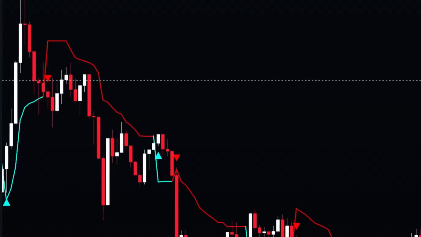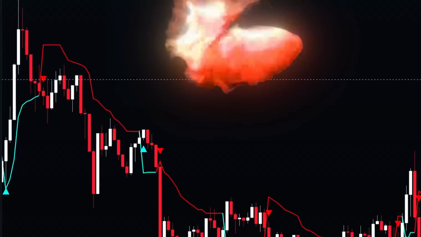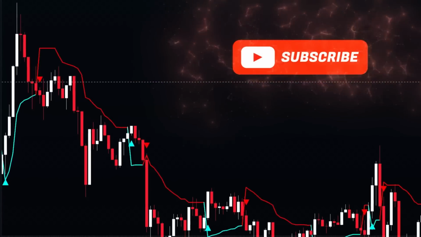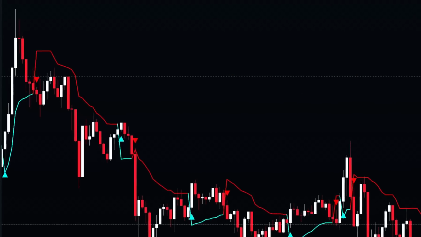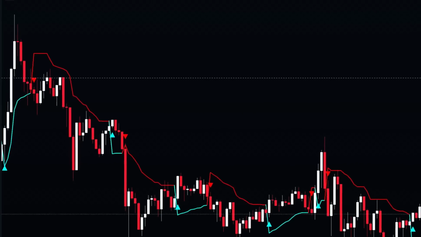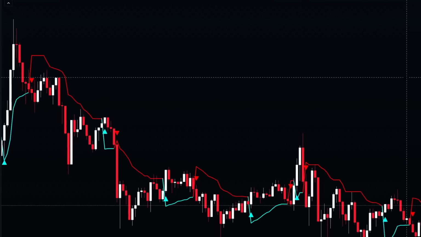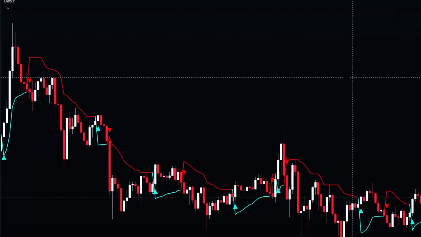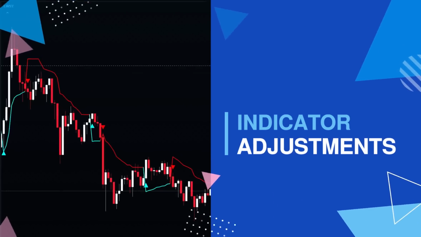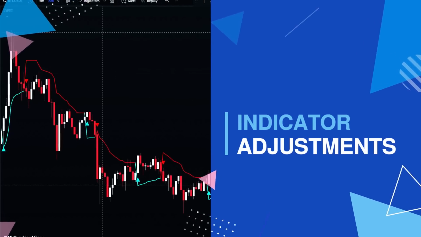Okay, let's dive deeper into the awesome indicator called the liquidity weighted super trend. It's a super powerful tool for finding those sweet buy and sell signals. And the best part is you can find it right on TradingView. But here's the secret: we're gonna tweak some settings to make it even more awesome.